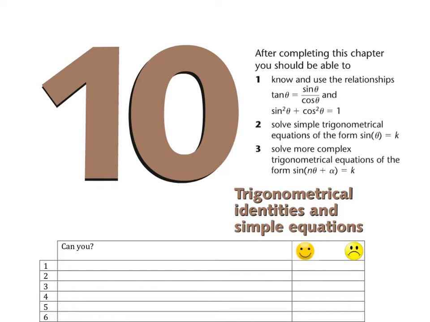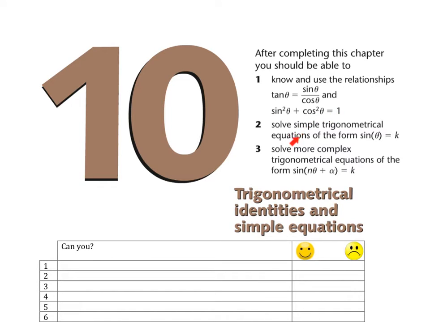This is chapter 10 for C2 and it's based on trig identities and solving simple equations. At the end of this chapter, you should know these relationships. Tan theta is equal to sine theta over cos theta. That's not given, so you have to memorise it. And sine squared theta plus cos squared theta is also equal to 1.